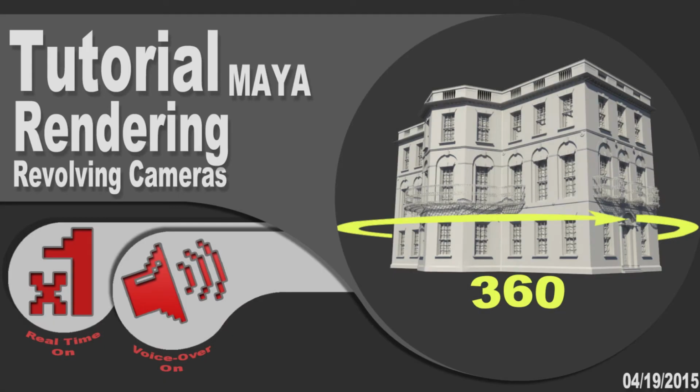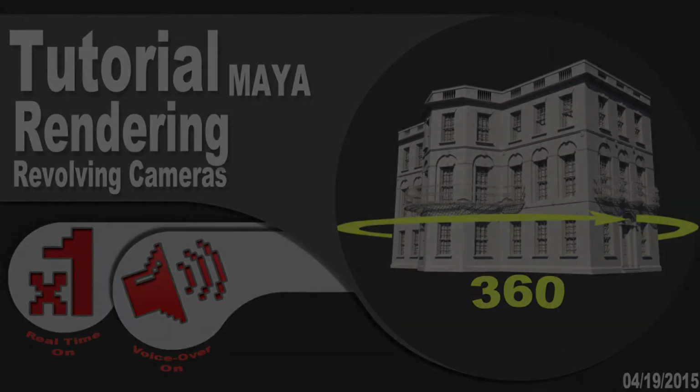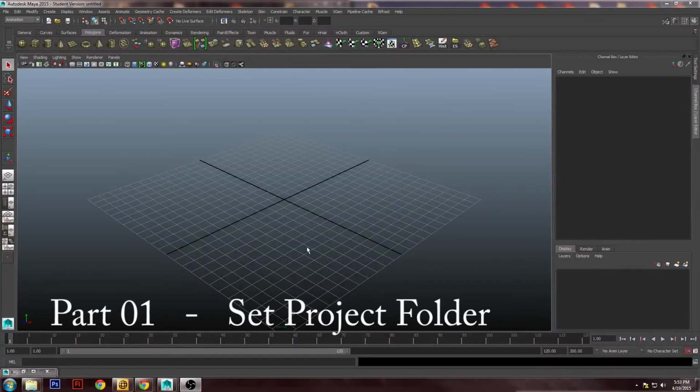Today we're going to take a quick look at how to create a simple camera rig and how to have it rotate around an object. And after we've done that, we're going to export that to a file format, which should be easily editable in any video editing software.